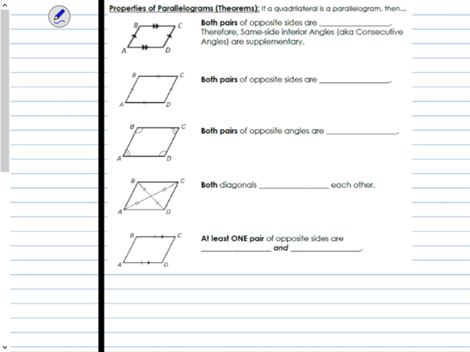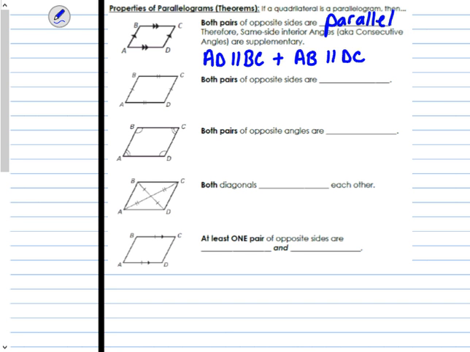So if it's a parallelogram, here are some properties or theorems of parallelograms. If we know a quadrilateral is a parallelogram, then both pairs of opposite sides are parallel. Thus the name parallelogram. That means AD is parallel to BC, and AB is parallel to DC.